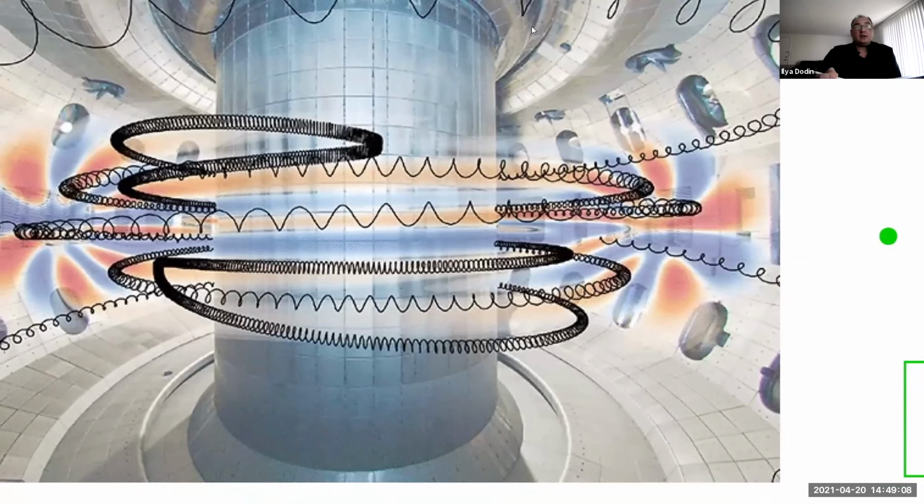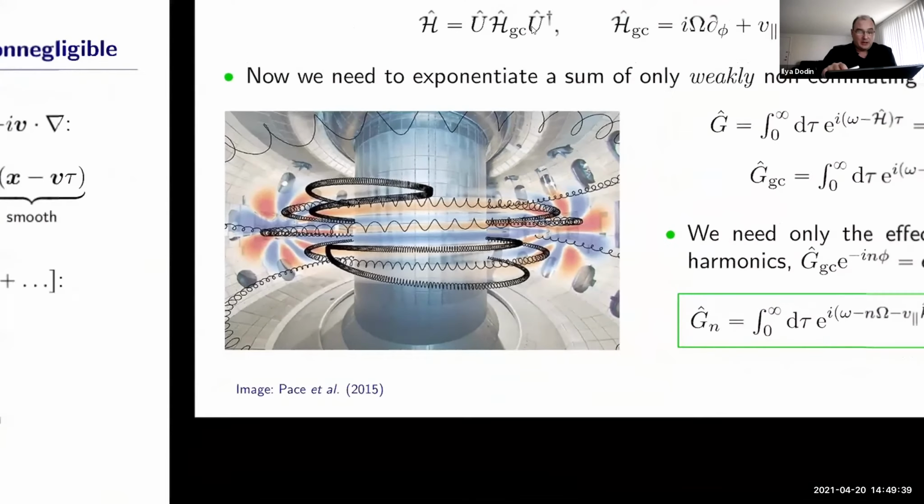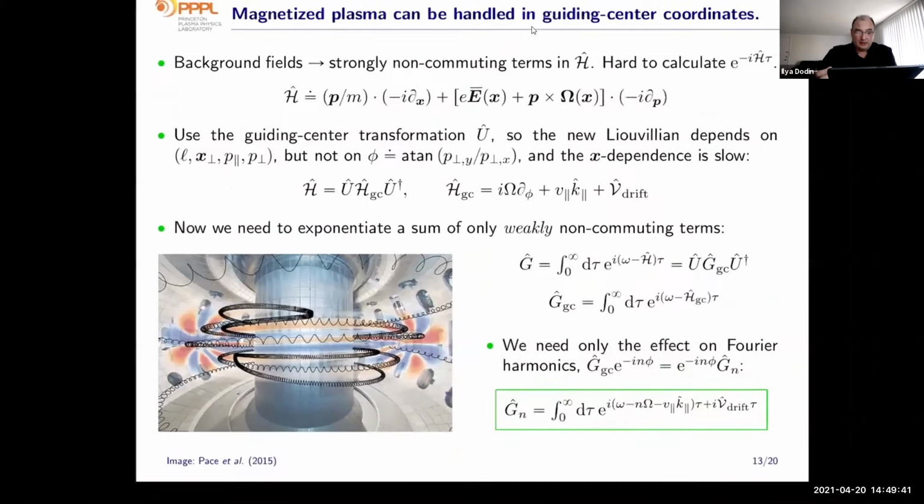The typical scale of the magnetic field is, I don't know, a meter, let's say. The size of these orbits is, well, millimeters. It depends on which species you apply this to. For alpha particles, it can be a few centimeters, but you have a small parameter in the system, which in this case is the gyro radius to the size of the machine.